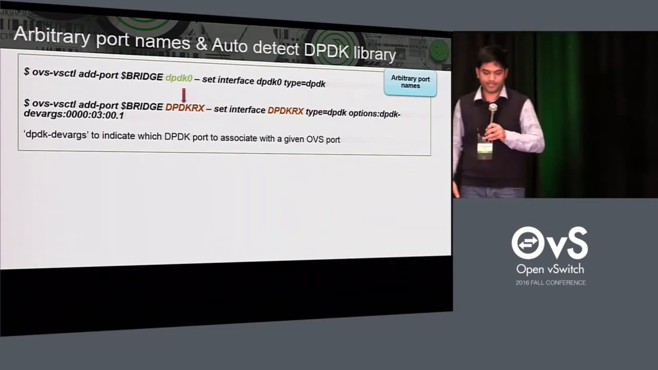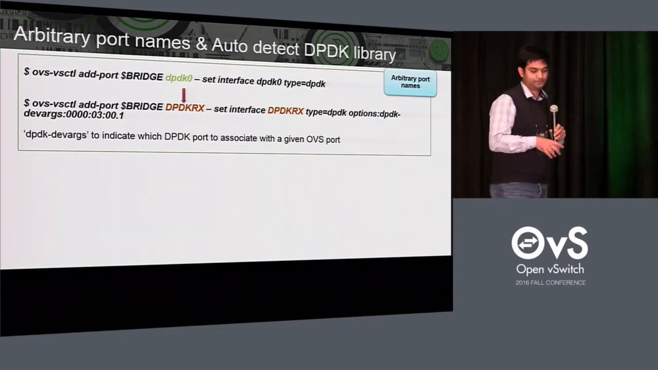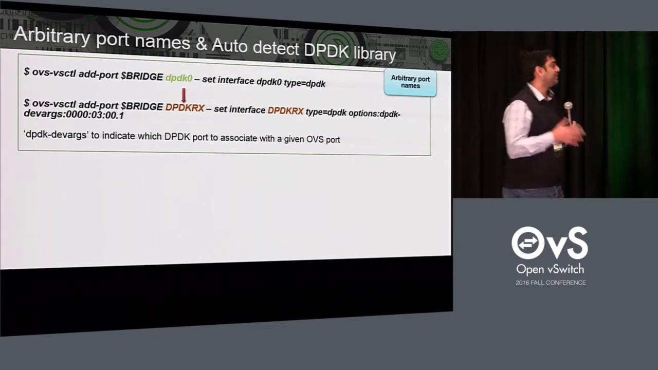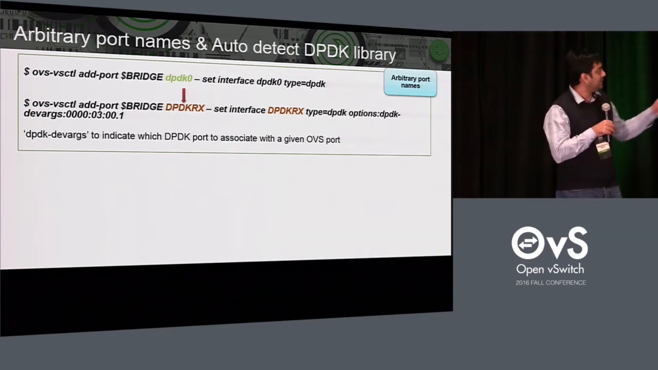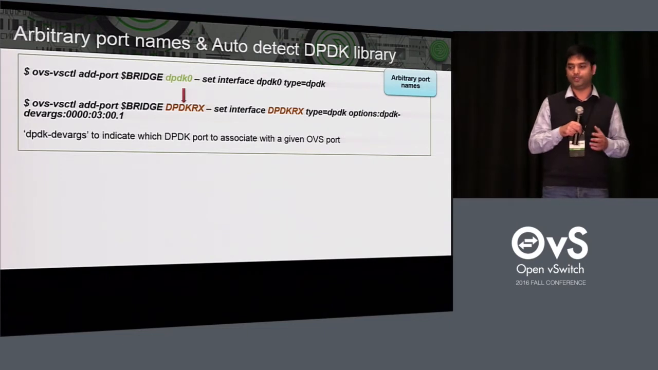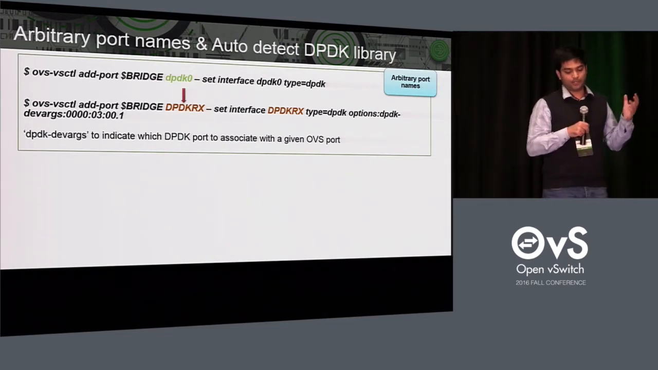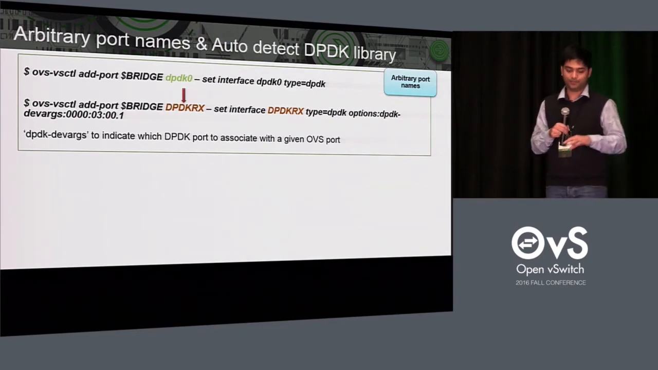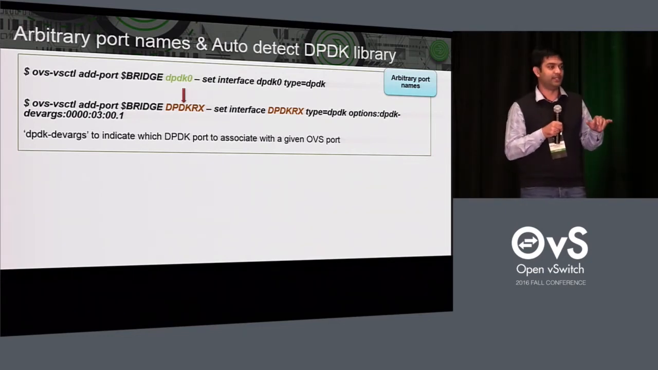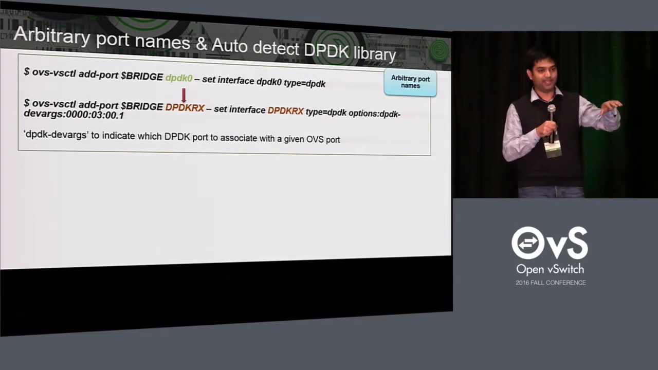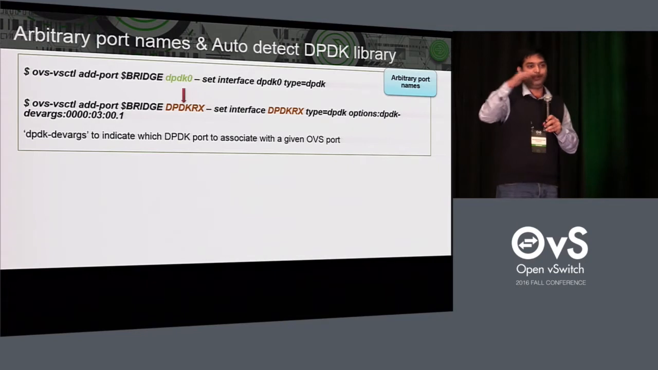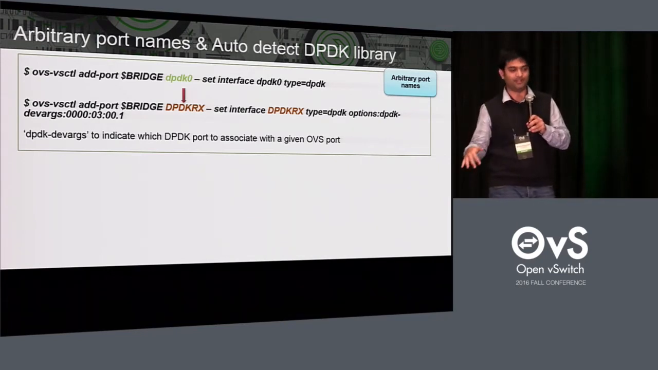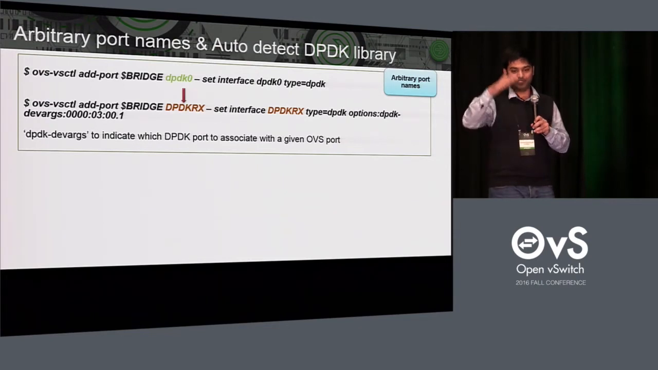The next important feature is arbitrary port naming. There has been a lot of restrictions with DPDK port names. As you can see here, if you want to add a DPDK port to the OVS, the command goes like this: ovs-vsctl add-port bridge dpdk0. So there is a special convention here that you need to have the DPDK name followed by the port ID. So if you have multiple ports, it will be like dpdk0, 1, 2, 3, 5, 10. So it's completely meaningless. From the user's view, he can't really understand what these port names are.